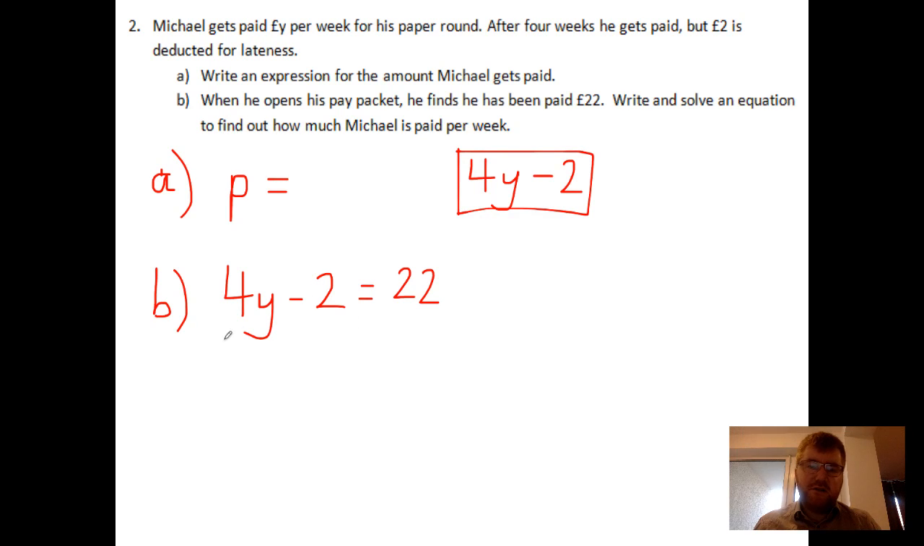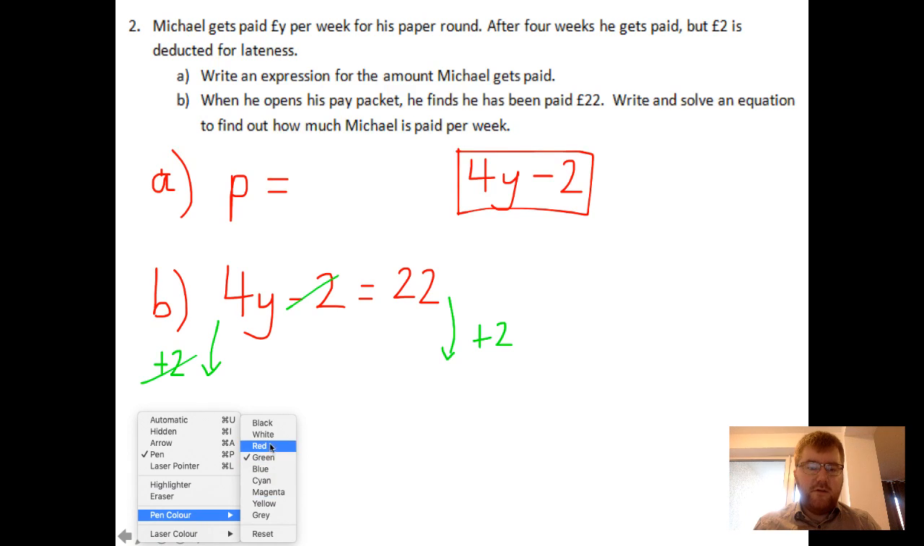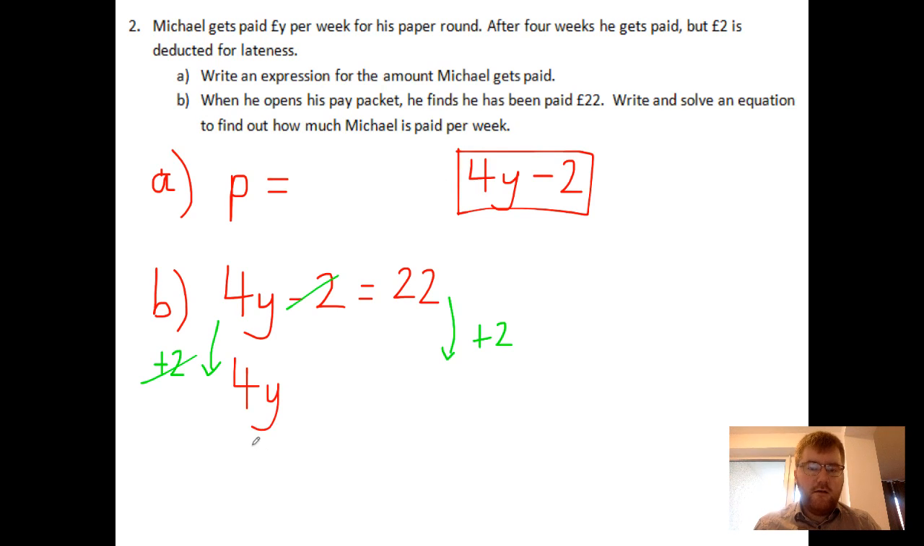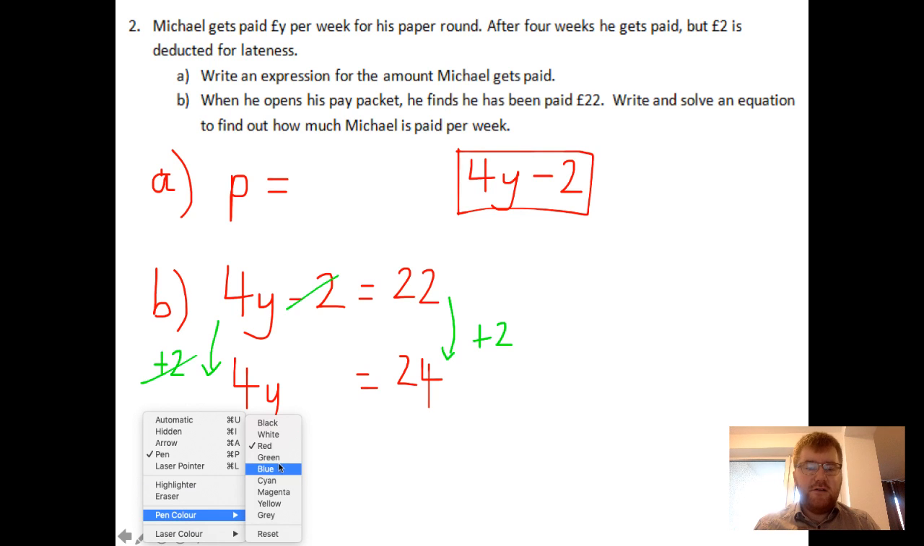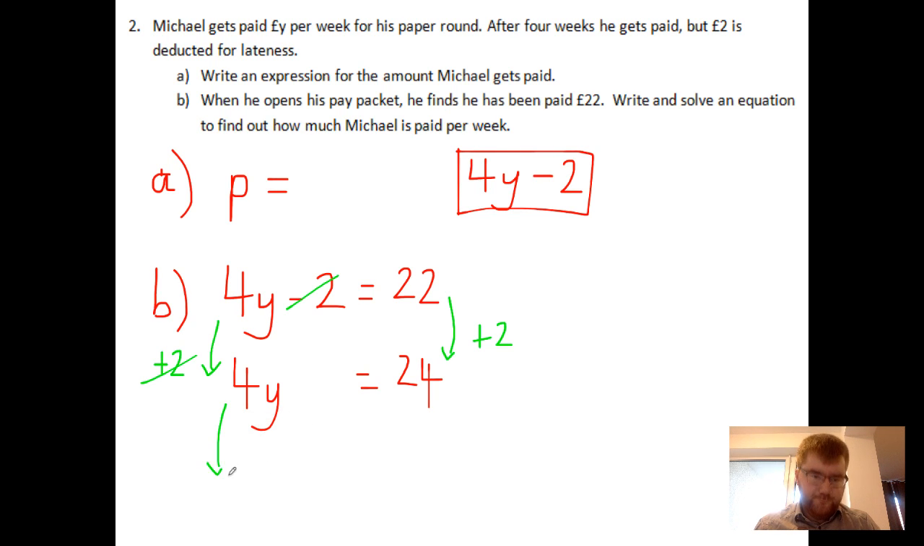So the opposite of minus 2 is going to be plus 2 on both sides of my equation. I will try and go fairly speedily again through this, so these cancel. So we're left with 4y, and then 22 plus 2 is 24, and then we want to divide by 4 on both sides. Divide by 4, that crosses out with this. Making sure we do the same to both sides, just take your time. I'm just going through it quickly so you can see the answer.